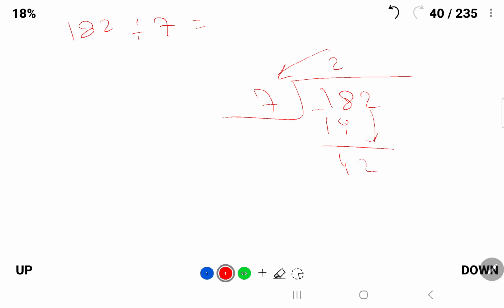Now how many times does 7 go into 42? 6 times. Now 6 times 7 is equal to 42. 42 minus 42 is equal to 0. So the final answer is 26.